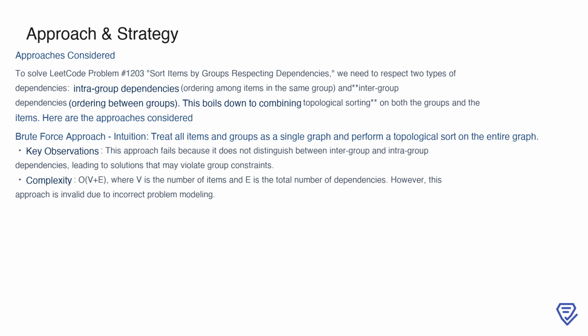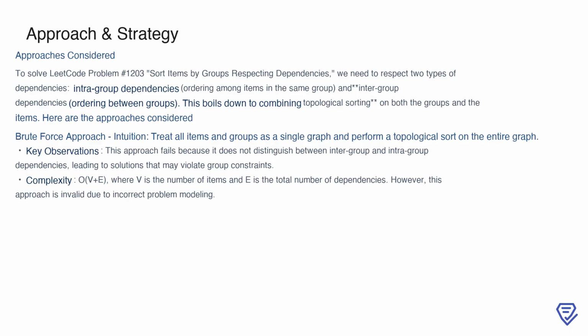One initial approach that might come to mind is a brute force method, where all items and groups are treated as part of a single graph, and we attempt to perform a topological sort on the entire graph. However, this approach fails because it doesn't adequately distinguish between the two types of dependencies. As a result, it can lead to solutions that violate group constraints.